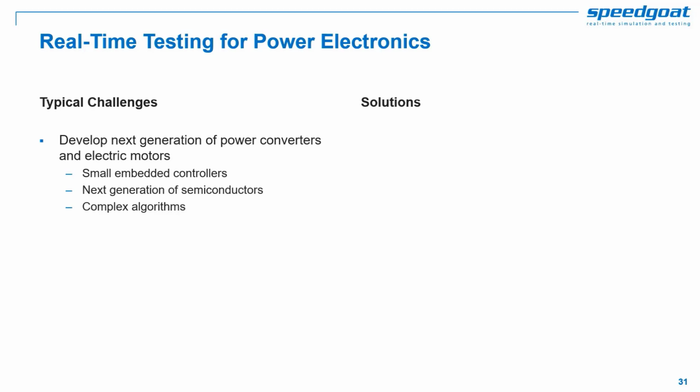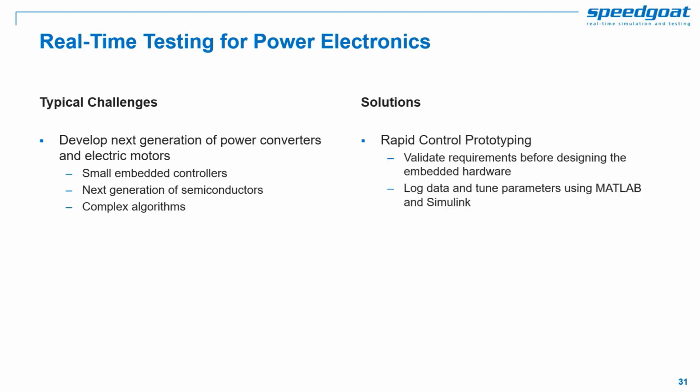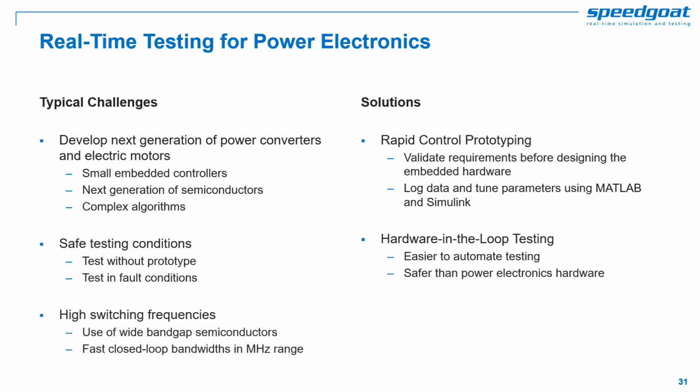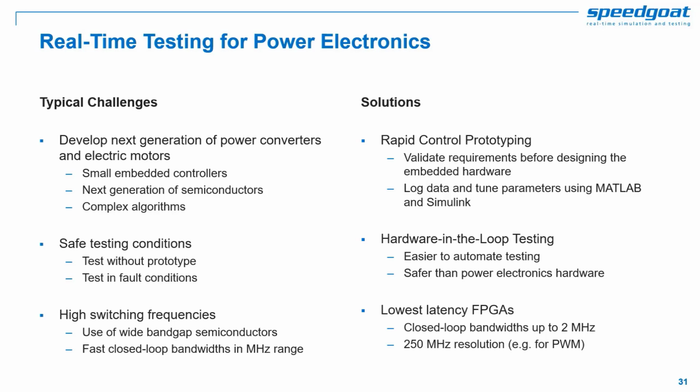To develop the next generation of power converters and electric motors, you can use rapid control prototyping to validate requirements before designing the embedded hardware, to log data and tune parameters using MATLAB and Simulink. Then, to ensure safe testing conditions, use hardware-in-the-loop testing to test in safe conditions and automate testing easily. And in both cases, when dealing with high switching frequencies and closed-loop bandwidth in the megahertz range, you can make use of lowest latency FPGAs as already described in this webinar.